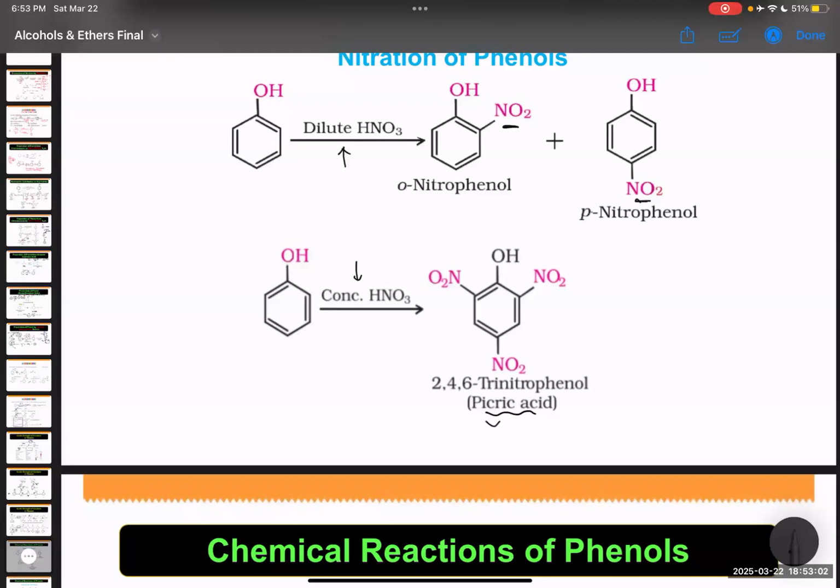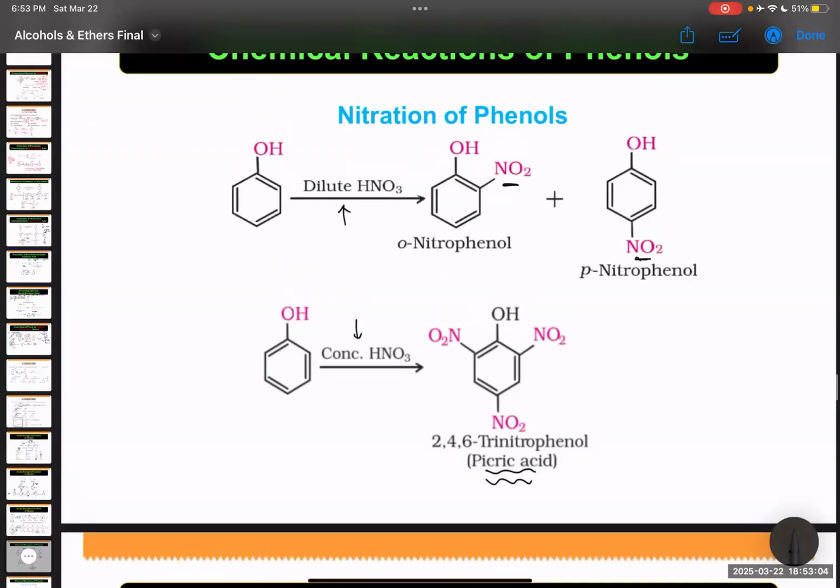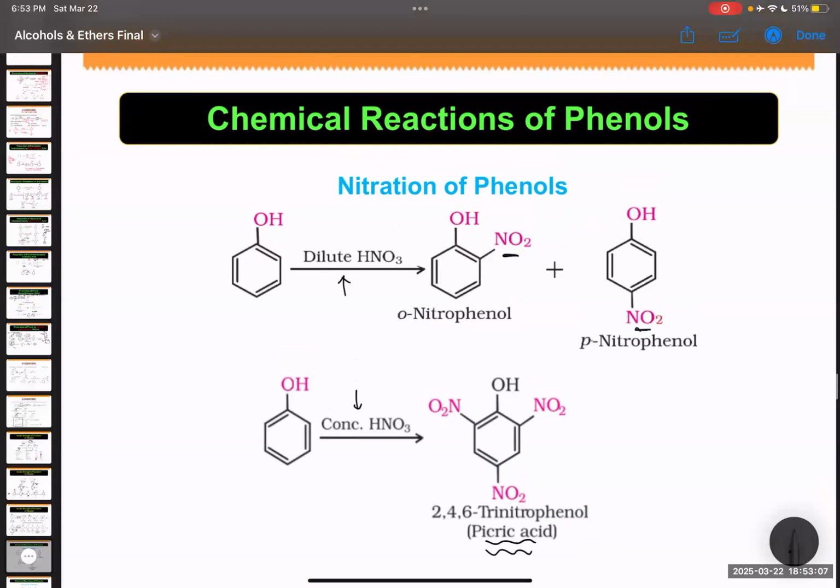This is picric acid. There is one very important question: how are you going to separate these two isomers? Can you tell me how you are going to separate these two isomers? You are going to separate them by steam distillation.